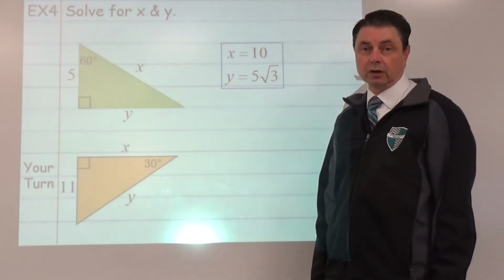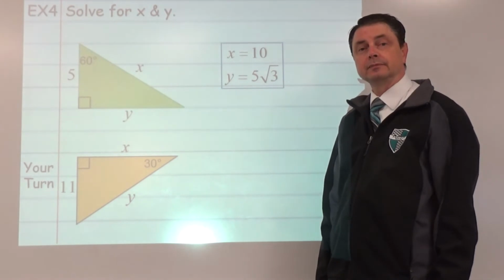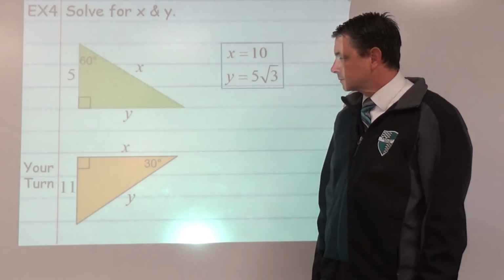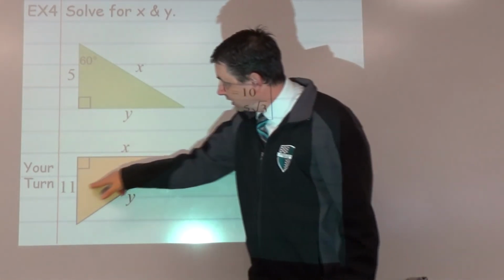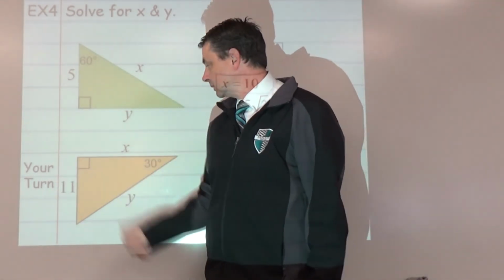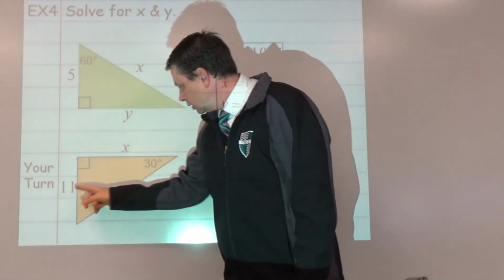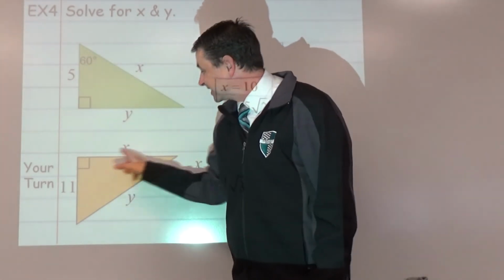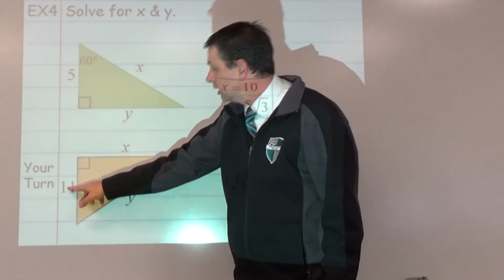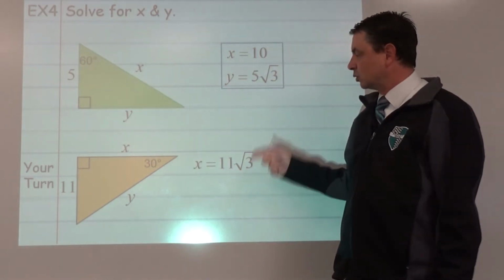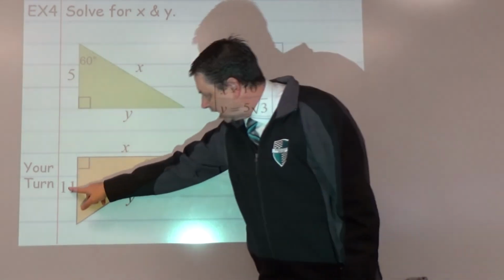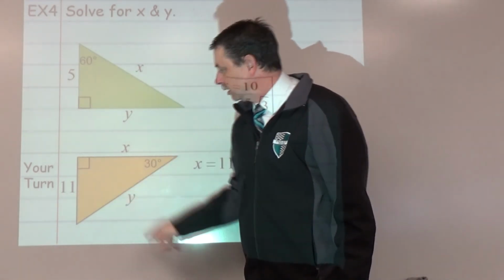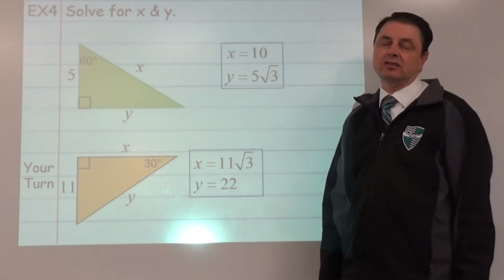All right, here's your turn. Pause here till you're ready. So here's our 30 degree. 11 is opposite of that. So x would be, you didn't have to do this one first, but that's the long leg because it's opposite the 60 degree. Multiply the short leg by the square root of 3. There's x. Double it, and you got the hypotenuse. Y is the hypotenuse, so double 11, you get 22. That's our hypotenuse.